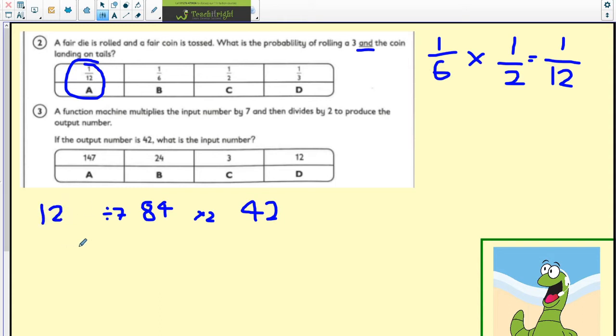So that's my idea. Now let's just check it. I think it's worth doing. 12 times 7, 84, divided by 2, 42. I've just done it in reverse based on what they said. Correct.